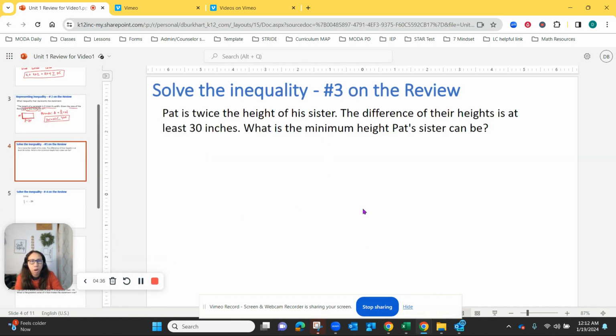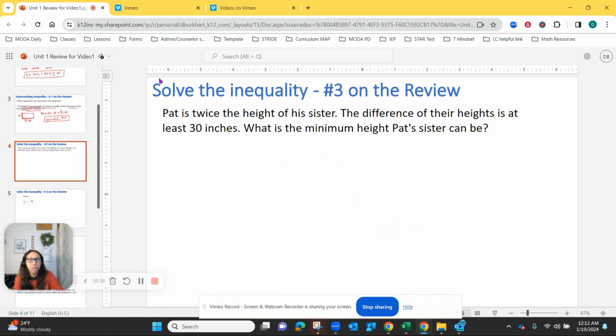Moving on to number 3, we have this statement that says Pat is twice the height of his sister. The difference of their height is at least 30 inches. What is the minimum height Pat's sister can be? We are going to break this one into chunks, into sentences, because there's a lot of information in this statement.